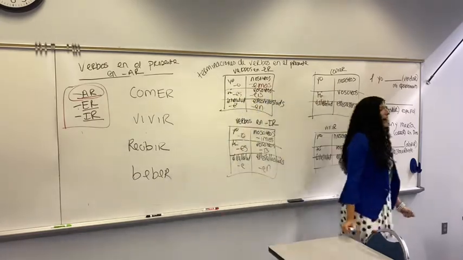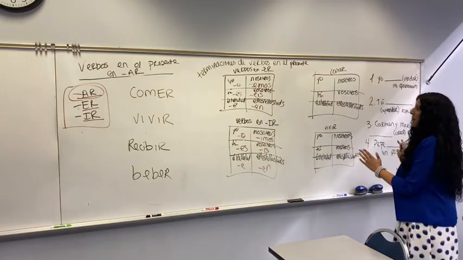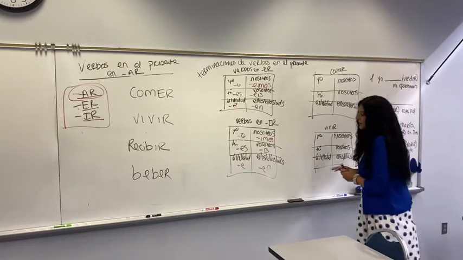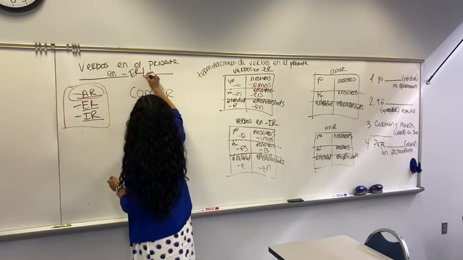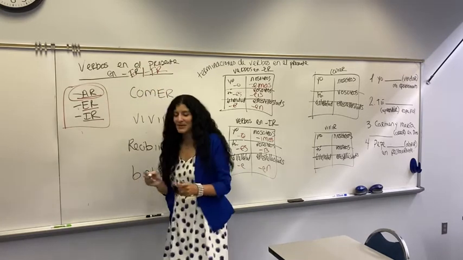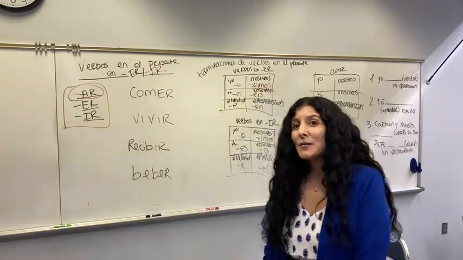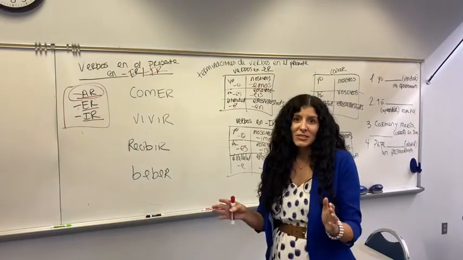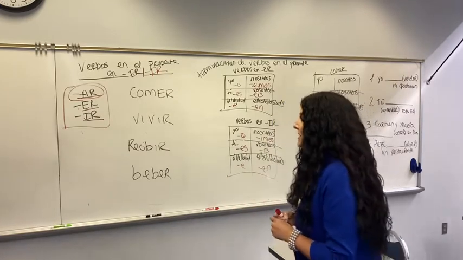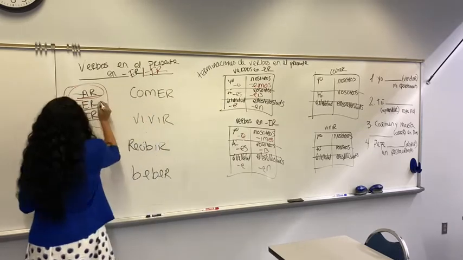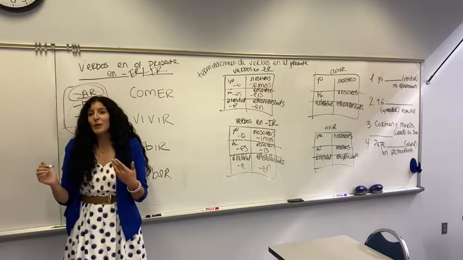Okay, so now we are in week 7, and we're going to talk about regular ER and IR verbs in the present. All the things that I said about AR verbs stand. That's why we start with them, because they're a good measure of how to do conjugation in Spanish. Now we're just going to add ER and IR verbs to the list of things that we already conjugate. All the principles are going to basically stay the same.